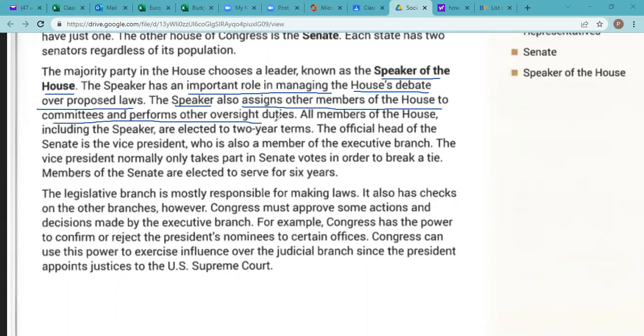All right, so all members of the House, including the Speaker, are elected to 2-year terms. Now, it just depends if you're limited to how many terms you can actually go up for. So if the Speaker is limited to a 2-year term, well, you might want to ask, how many terms can Nancy Pelosi serve? Well, altogether, if she gets elected as the Speaker again, she gets 4 terms altogether.